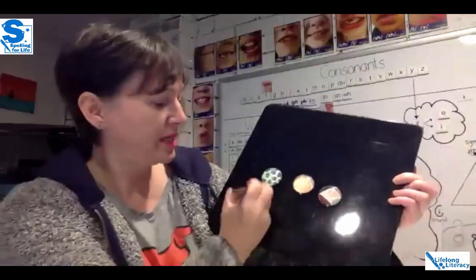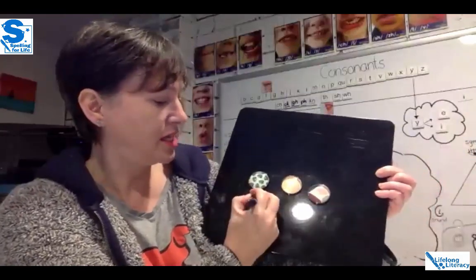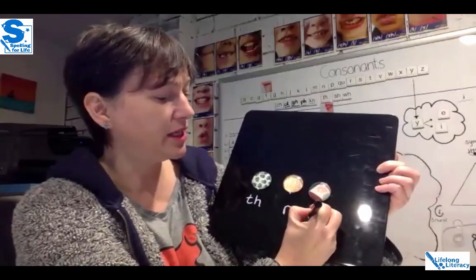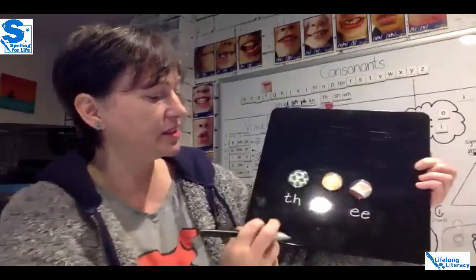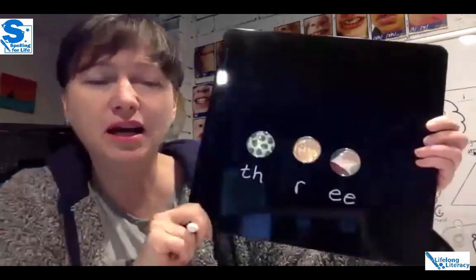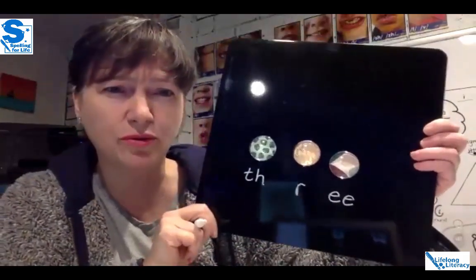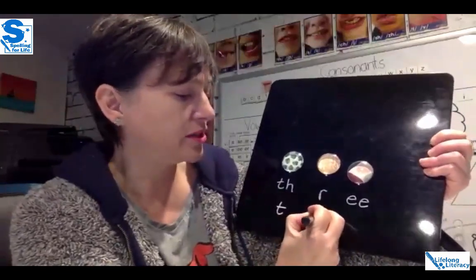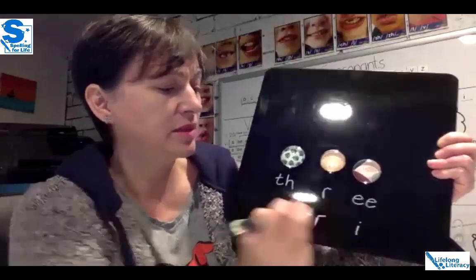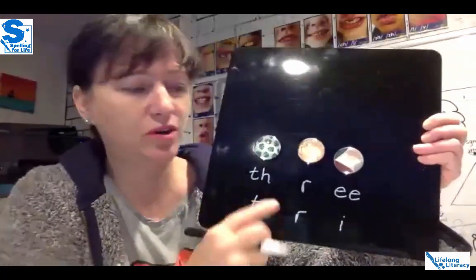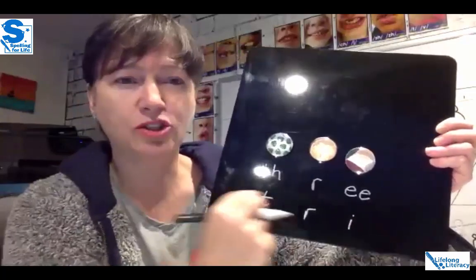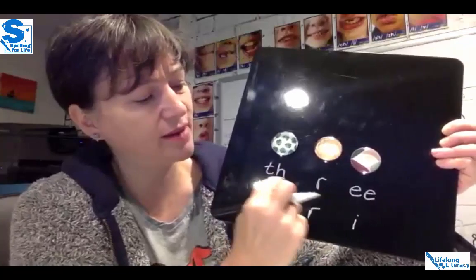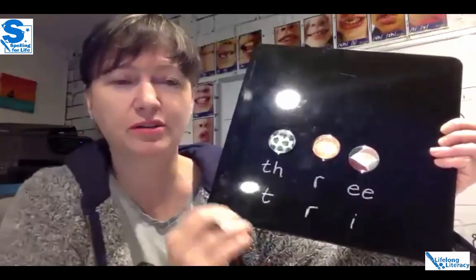T, yep. And H is th, that's easy. And R, and then E is double E. So we have that digraph where 2 E's are sitting together. But it comes from a much more interesting root. It comes from the root try, T-R-I, meaning 3. And that's why we get words like triple and tricycle and triangle. 3 just changed over time, the letters in 3, but try is our root here, it's our base.